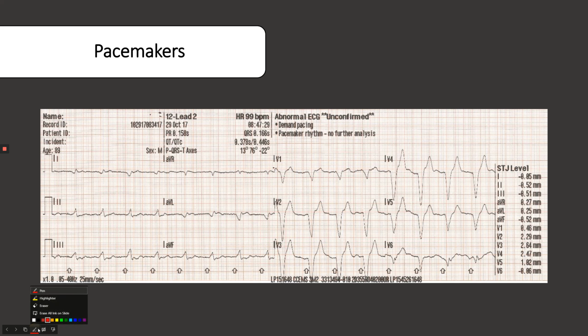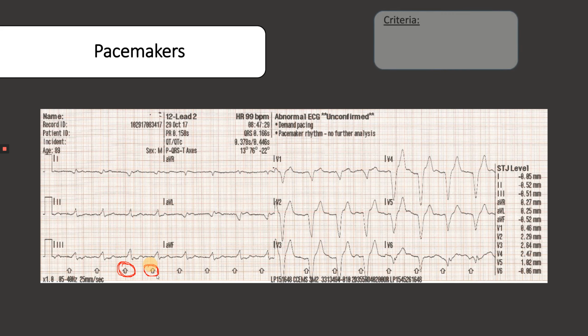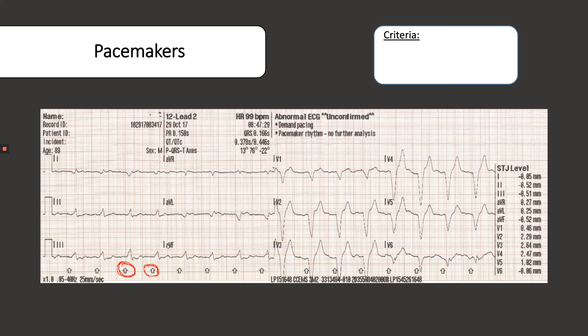So looking at here, you will normally see arrows. That's one of your biggest signs that this person's got a pacemaker on them. And what this is marking is the pacer spikes, which brings me to the first criteria right here. Anytime that the pacemaker fires off, you're going to see these little arrows. And these are called spikes, these pacer spikes.